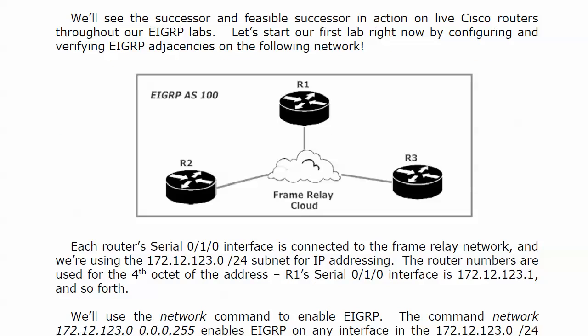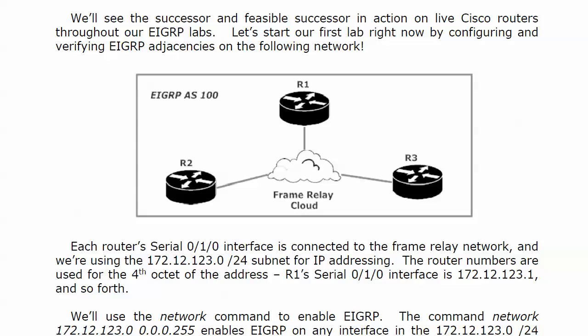And we're going to configure EIGRP adjacencies on this network. Should look familiar to some of you. It's a hub and spoke network with router 1 serving as our hub. 2 and 3 are going to be the spokes. So any spoke-to-spoke traffic must go through the hub. Each router's serial 0/1/0 interface is connected to the frame relay network. I will test that before the lab off screen, and I will send pings around. You always do that before you start a lab.